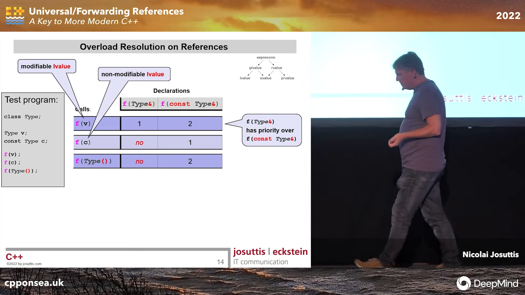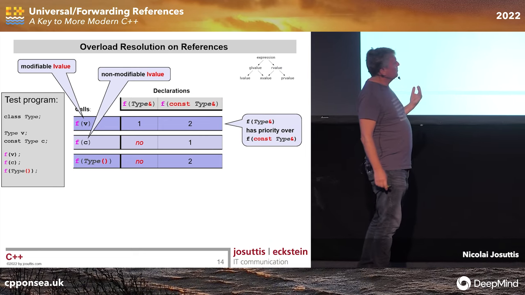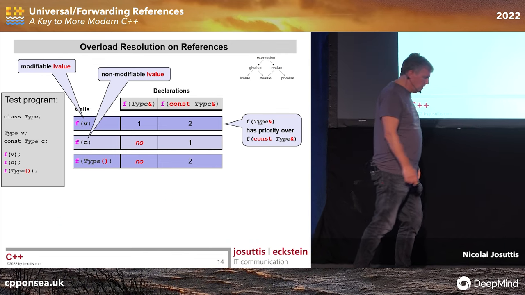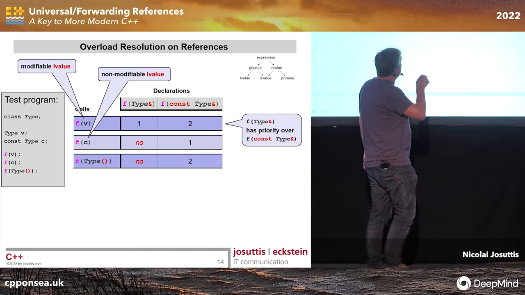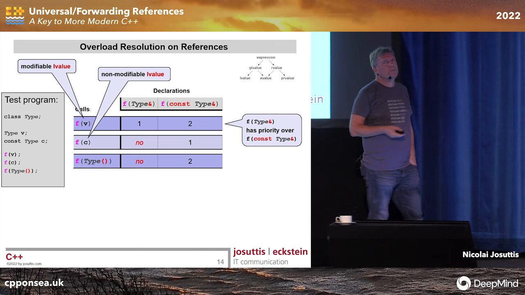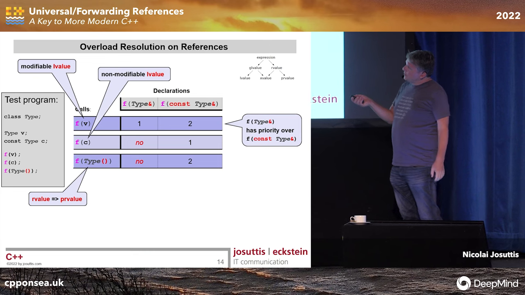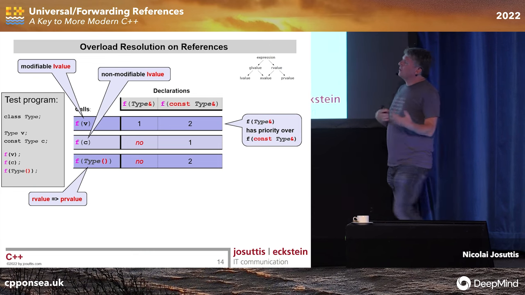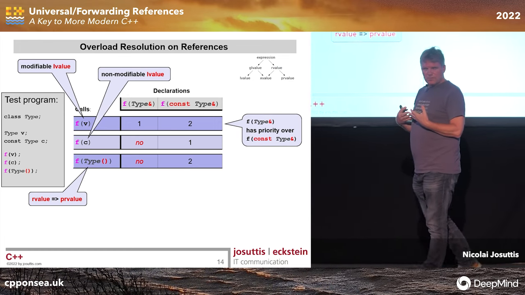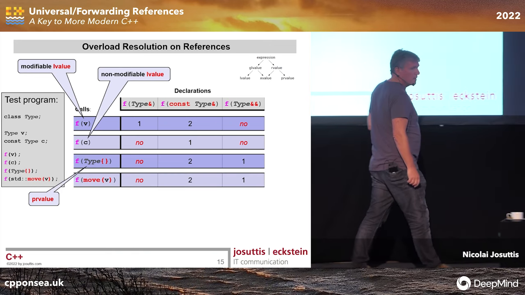For const L values, c is an L value, it has a name. You can only pass it to a const L value reference. Often for a temporary object, you can also only pass it to a const L value reference. You cannot pass temporary objects to a non-const L value reference. That's important because we come back to that fact later on. And now the value category of this temporary object was R value, it still is, but the detailed primary category is now PR value. Got it? Okay.